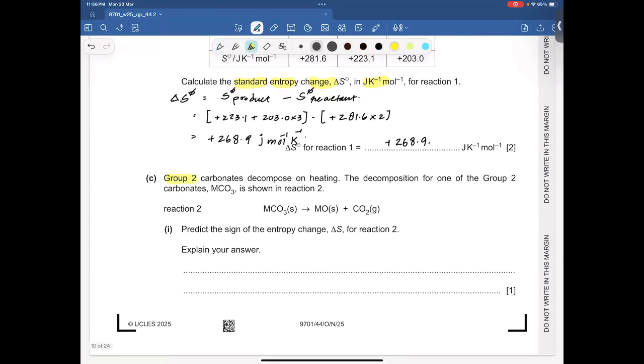Group 2 carbonates decompose on heating. The decomposition for one of the group 2 carbonates is shown in reaction 2. Predict the sign of the entropy change for this reaction. On the reactant side, we have solid particles. Because of highly regular arrangement of the system, reactants have lower entropy value. On the other hand, products have gaseous molecules, and gaseous molecules have more entropy, which means during the reaction, entropy of the system increases. So obviously, the sign is going to be positive.